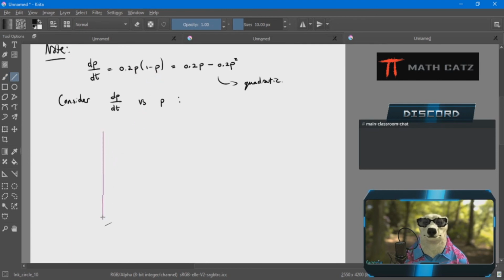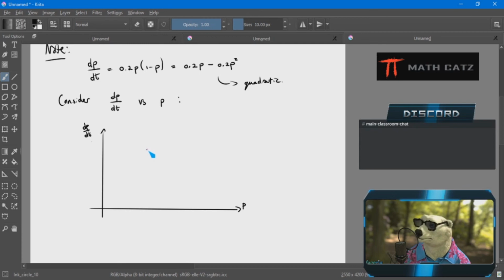So if I graph that, p is the horizontal axis, and the growth rate, dp dt, is the vertical axis. It allows me to make some simple observations without having to solve the whole differential equation. This is a parabola. The legs are pointing down. I can see the p-intercepts here. One is 0, one is 1.